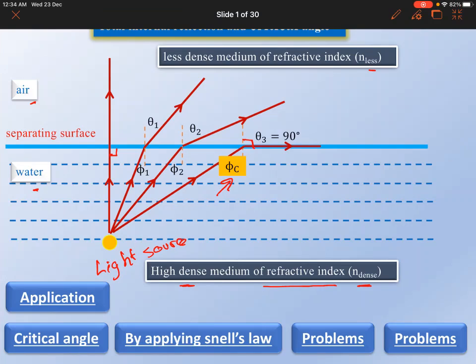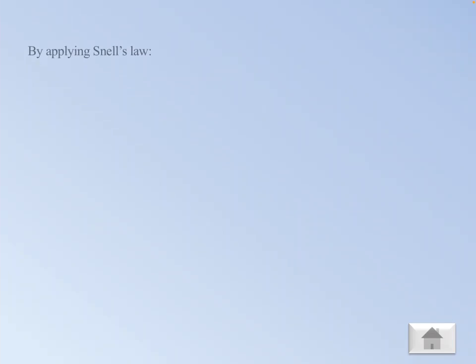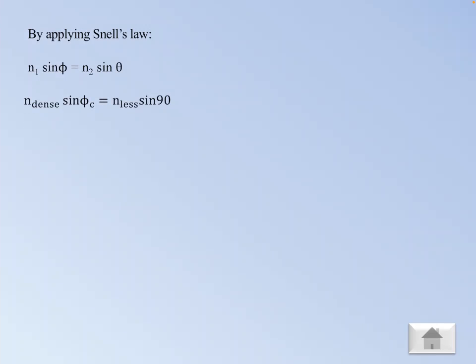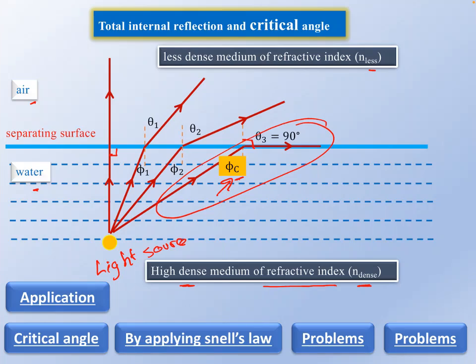Now the law, in this case, on phi c. Snell's law says that n1 sine phi equals n2 sine theta. n1 is n dense: n dense sine phi c equals n less sine 90. Again, returning back, n1, which is n dense, is the first medium, the high dense medium. Sine phi c, this is phi c, equals n less, the other medium, sine 90. Sine 90 will be 1.